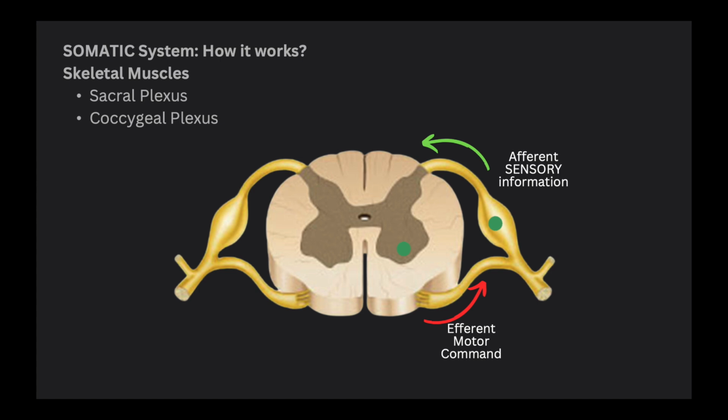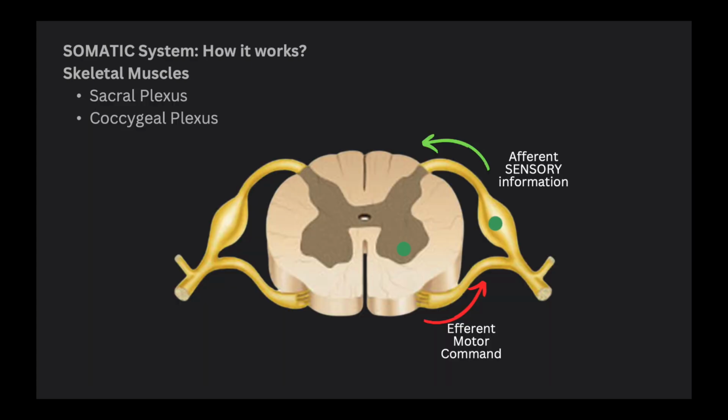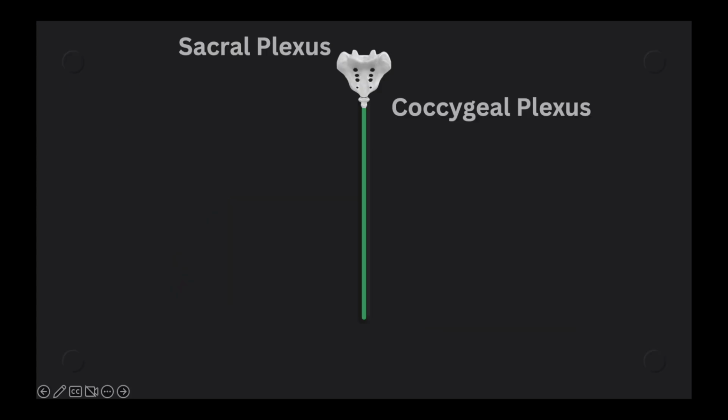Now don't get confused between roots and rami. Roots of a tree means that part which is hidden inside the soil. So the roots, the dorsal and ventral, are also hidden inside the bony vertebral column here. What's coming out of the vertebral column are the rami. Now remember, while the roots are either sensory or motor, the rami that are coming out are mixed. That means they will have mixed fibers of sensory as well as motor. Having understood the basics of somatic innervation, let's come back to the pelvic floor.